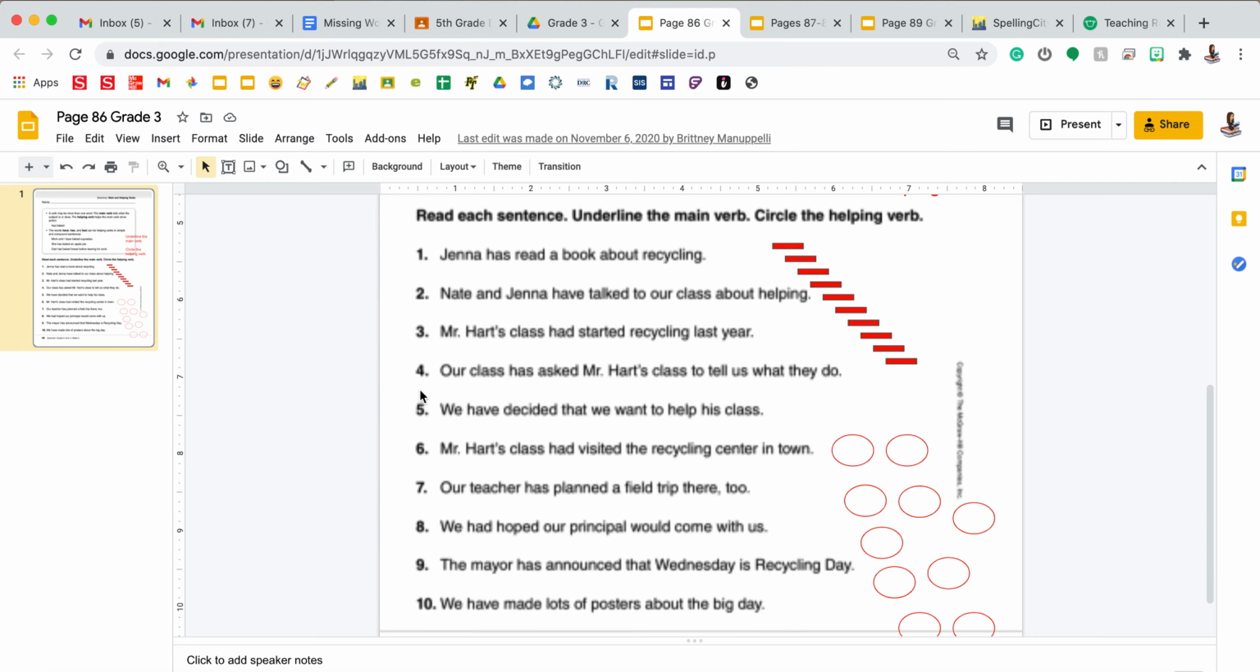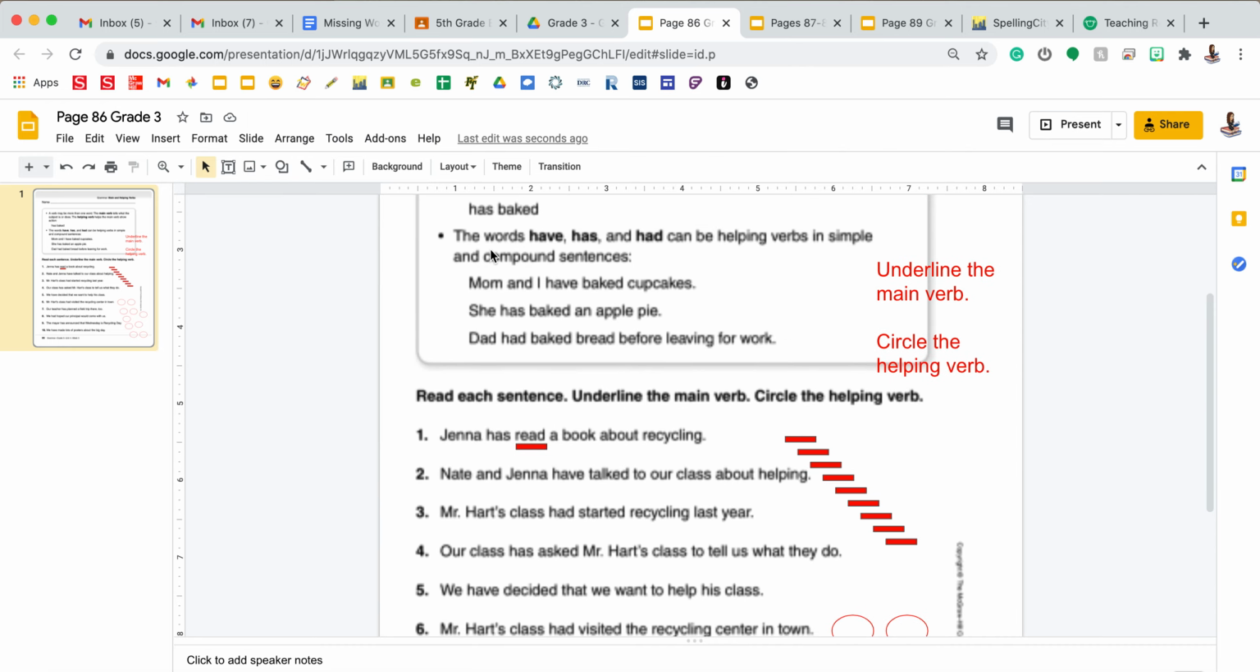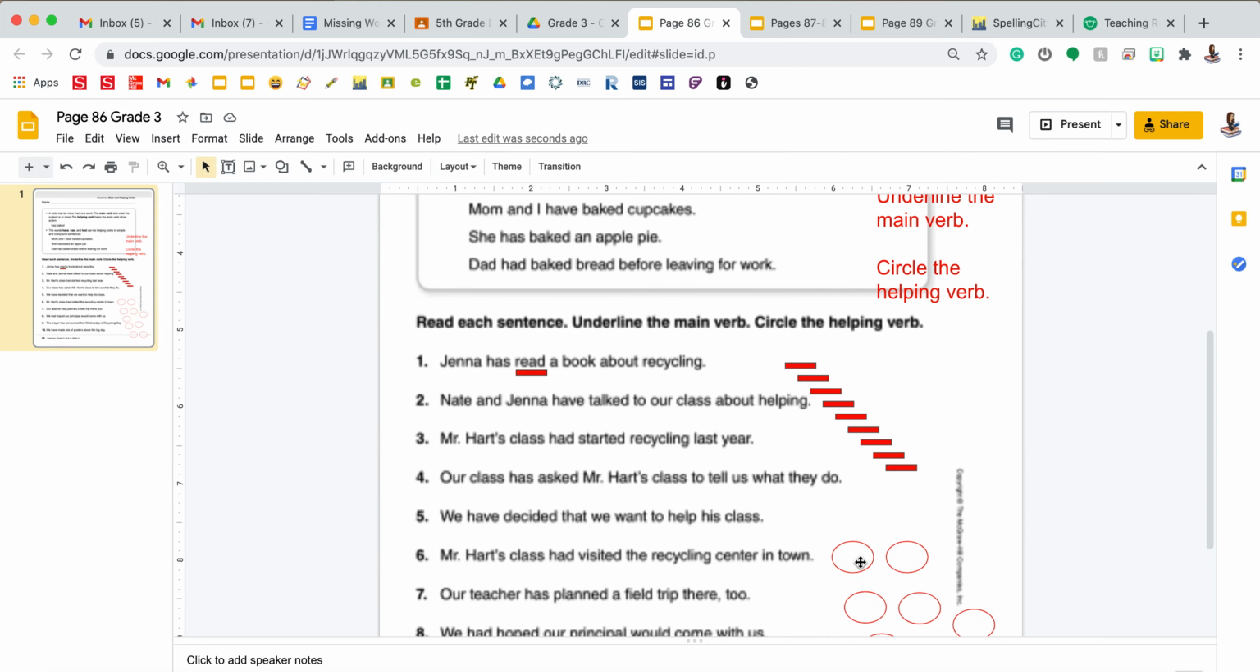So I find it easiest to identify the main verb first and then look at the word before to see if it's the helping verb. Let's do two of these together. Number one, Jenna has read a book about recycling. Read is my main verb, so I'm going to drag one of my underlines there. And the word right before is has. From the box at the top, I know has is a helping verb.